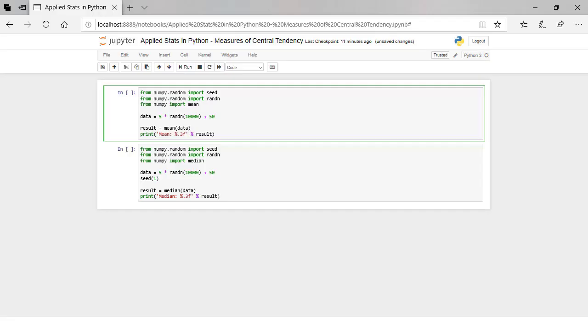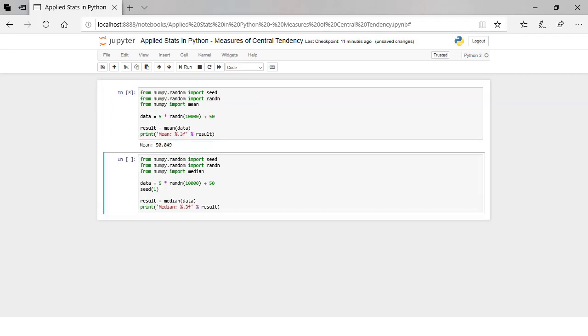Hello and welcome back. Let's calculate some measures of central tendency in Python. Before we get started, let's import mean from NumPy. Next, the code calculates and prints the mean of the sample.